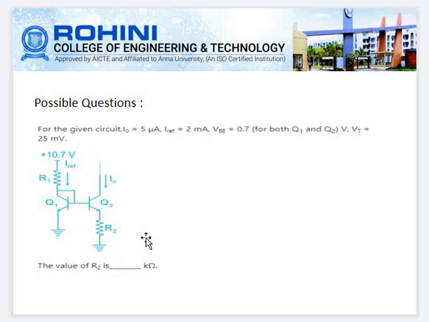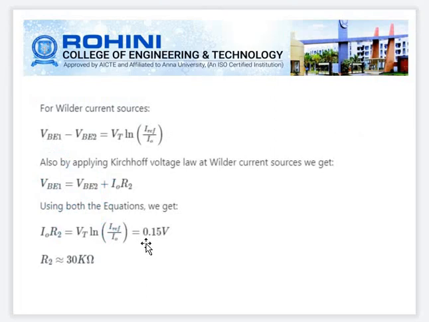Now a possible question: for the given circuit, the output current I0 is equal to 5 microamps, the reference current is 2 milliamps, VB is equal to 0.7 V for both Q1 and Q2, and VT is equal to 25 millivolts. What is the value of R2? Solution: VB1 - VB2 = VT ln(Iref/I0). Substituting these values, we get 0.15 volt. From this you have to find the R2 value: I0 times R2 is equal to 0.15, so R2 is equal to 0.15 divided by I0. The I0 value is given in the problem. Substituting that, you get R2 equal to 30 kilo ohm.